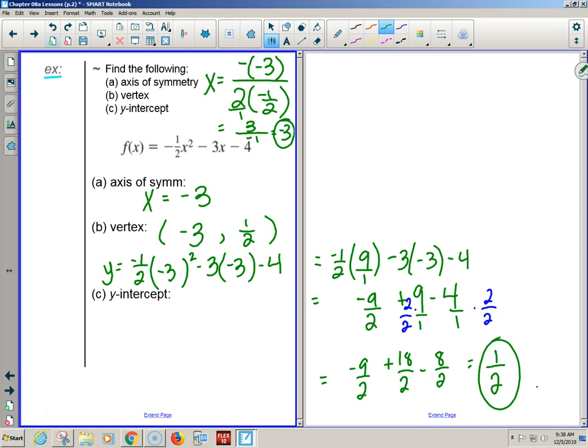Y-intercept. Now, maybe we haven't talked about it today. You might want to do a color pen or a highlighter kind of thing. But y-intercept, it might be helpful for you to remember that we talked about it yesterday.